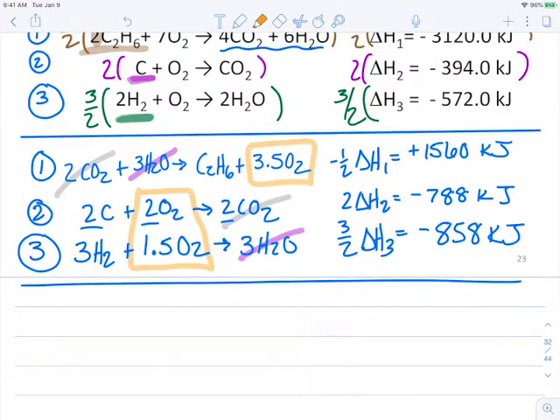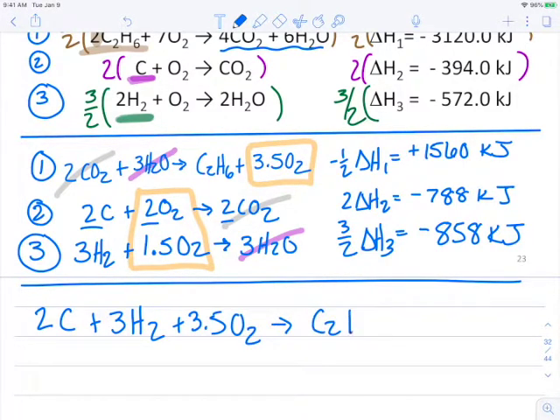Sometimes you have to combine the elements on one side to equal that of the other. So let's just say, for example, you didn't catch that and you brought it all down. And so here's 2 carbon plus 3H2 plus 2 plus 1.5 gives us 3.5 O2. Going on to C2H6 plus 3.5 O2. So now when we look at it, we can see that 3.5 on both sides.